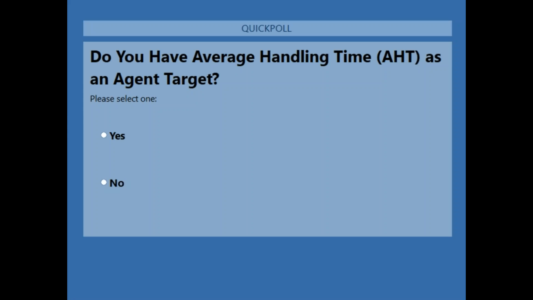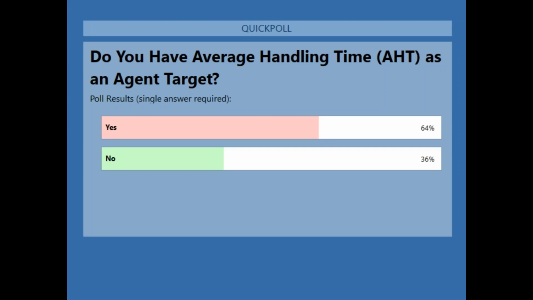Kim, where do you think the voting is going to come on this? I'm thinking it's going to go yes. I think it might not be the only target. It might be bundled in with something else, but I think it will be yes, people have it as a target. Okay, well, let's have a look at the results. We've got a sample size here of 171, and 64% of people have average handling time as an advisor target. That's certainly quite a strong number overall.